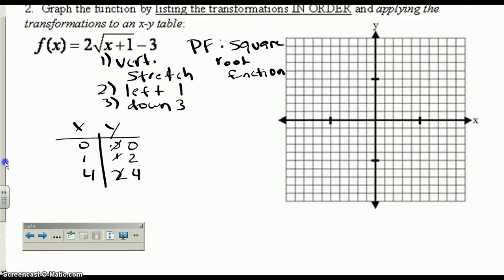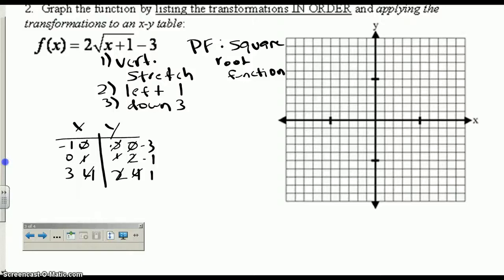And then I'm going to the left 1. So that means I need to subtract h from the x value. So I'm going to subtract 1. So I get negative 1. I get 0. And I get 3. Okay, so now I have my new x values. And last but not least, I'm going down 3. So I need to subtract 3 from my y values. So I get negative 3. I get negative 1. And I get positive 1. These are my new x, y points.